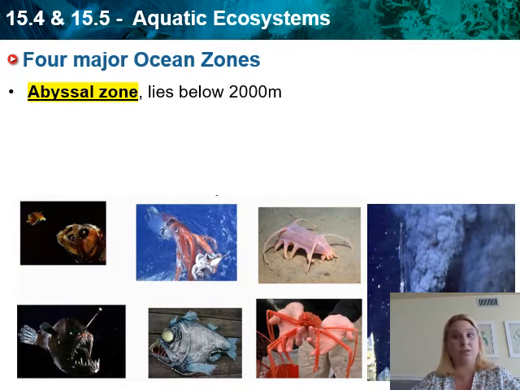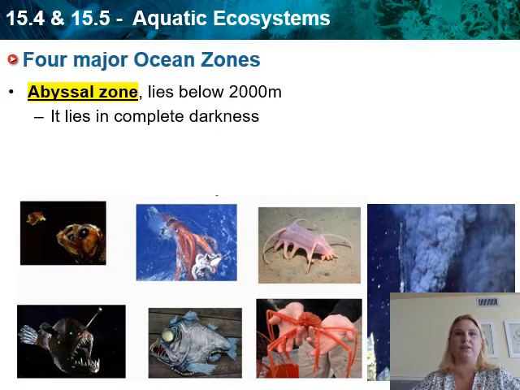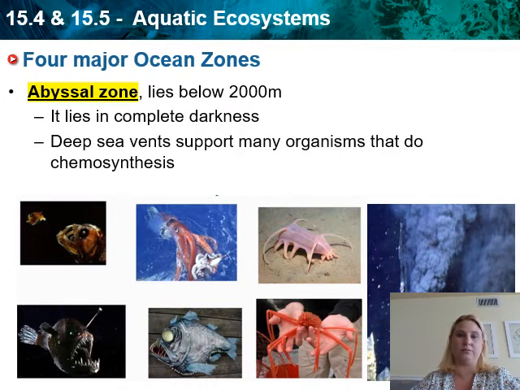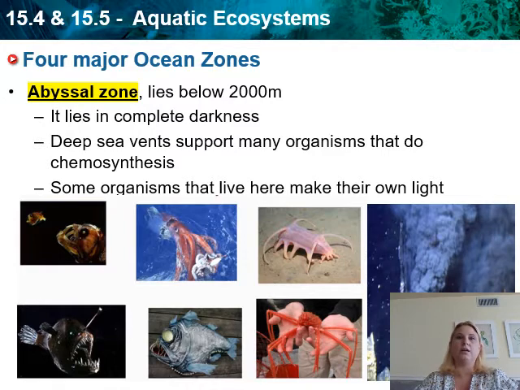There's a lot of really, really weird creatures that live down there. It lies in complete darkness, so no light gets down there. Some of the organisms live by these deep sea vents that sulfur comes out of, so they do chemosynthesis in order to get the chemicals that they need to sustain life. And then some organisms down there make their own light.